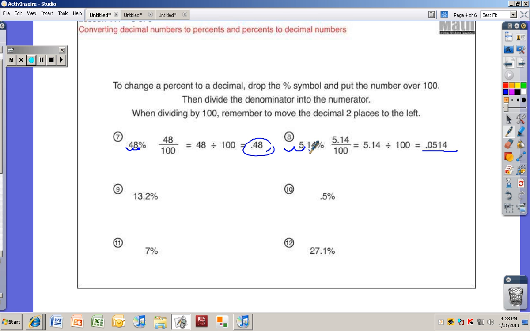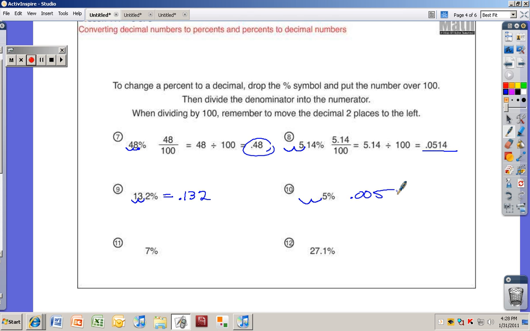0.0514 is 5.14%. Okay, go ahead and pause the video and do 9 through 12. Turn it back on when you're ready to see the solutions. You guys got this? Okay, just help me with the answers. 13.2%. Move it over 2 spots. What is this as a decimal? 0.132. Good. Okay, move this one over 2 spots to the left. What's this? 0.005. Less than 1%.